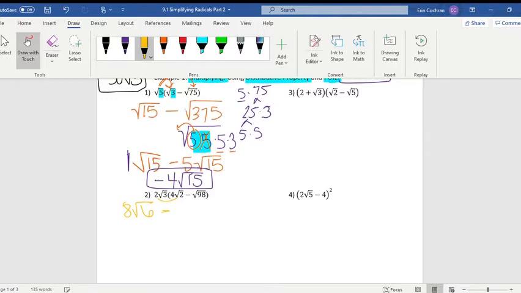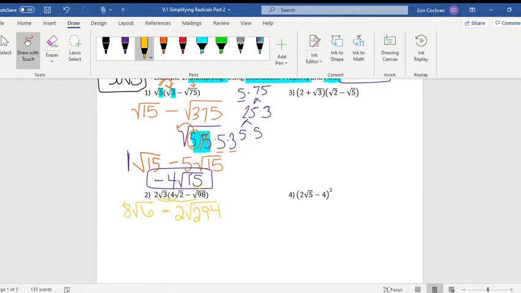Minus 2 radical 3 times radical 98. The outside number is 1, so 2 times 1 is just 2. Radical, and then 3 times 98 is 294. Okay. Now, we do not have like radicals, so right now I cannot subtract them, but I can break them down.